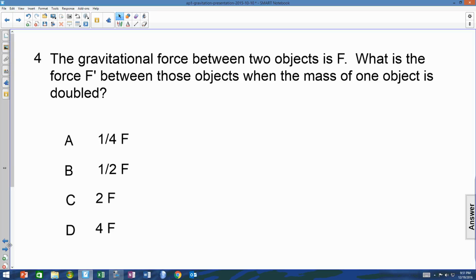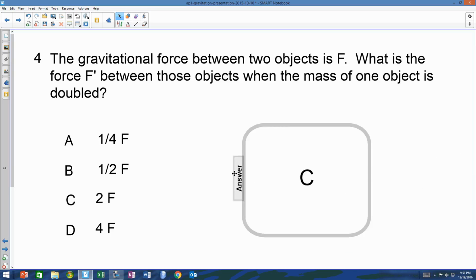The gravitational force between two objects is F. What is the force F prime between those objects when the mass of one object is doubled? Go ahead and pause the video. Okay, so let's take a look at the correct answer. Hopefully you chose C. If you double the mass, you double the force.